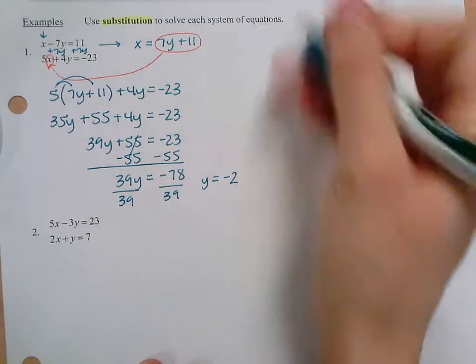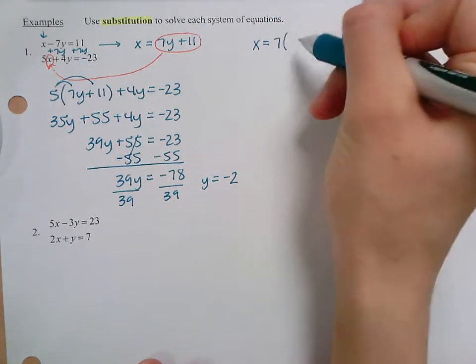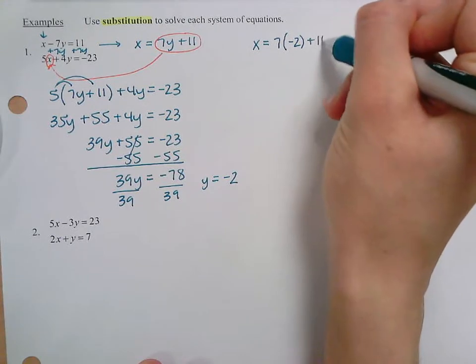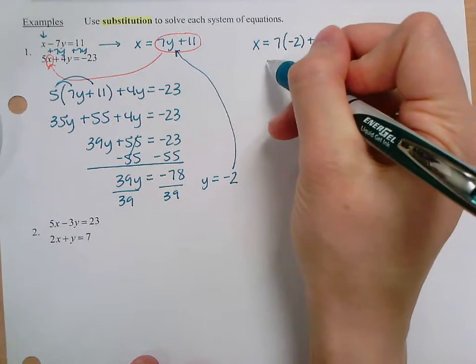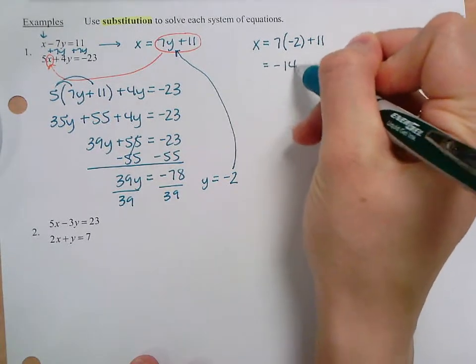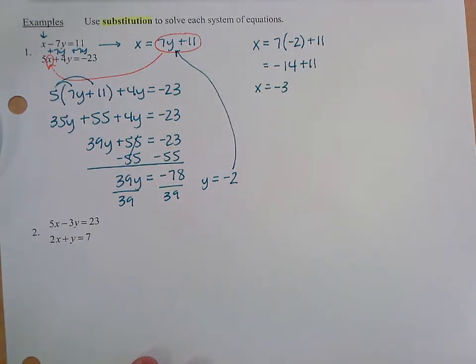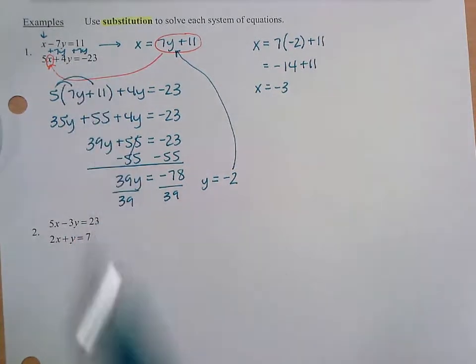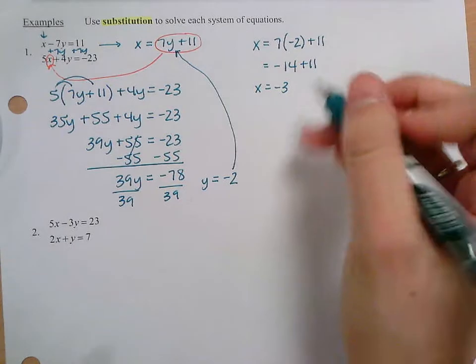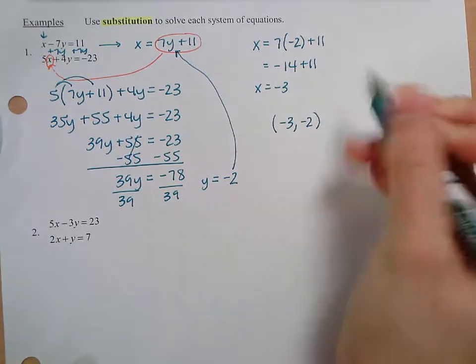So if y is -2, then I have x is equal to 7 times -2 plus 11. So I'm putting this back in up here. So that means x is -14 plus 11, so x is -3. So then my final answer, even though I'm not graphing, I'm finding the ordered pair where these two lines would intersect on a graph. So my solution as an ordered pair is -3, -2.